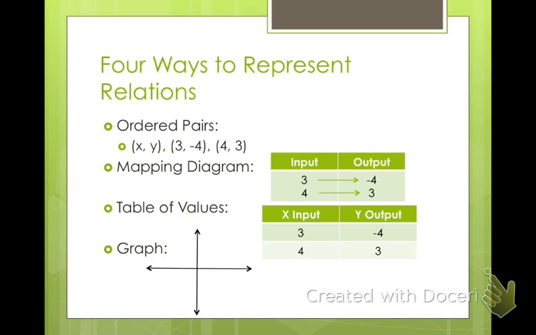So here we go. There's 3, negative 4 here, and 4, 3 is here. So that would be just a graph of them. If it says that it is a function, you probably could draw a line through it.